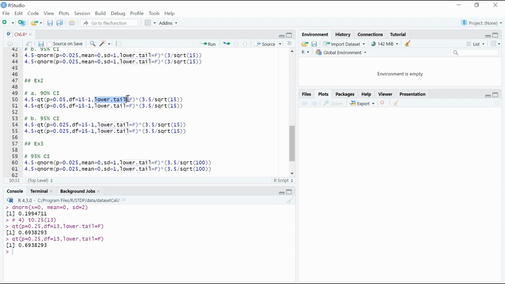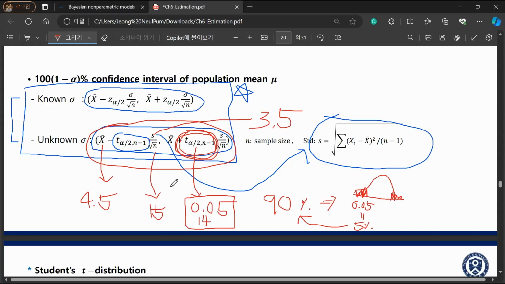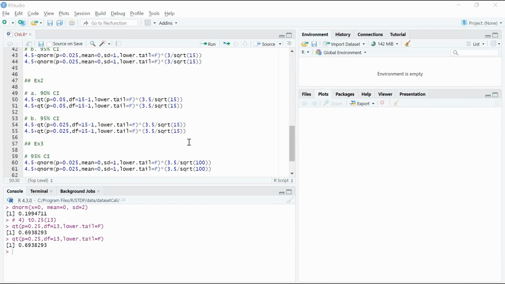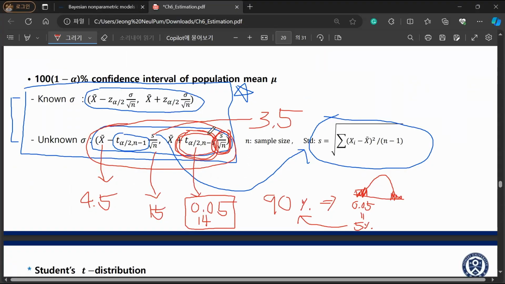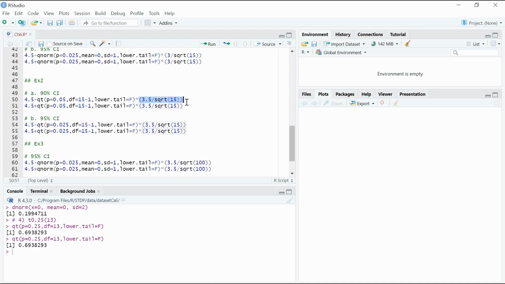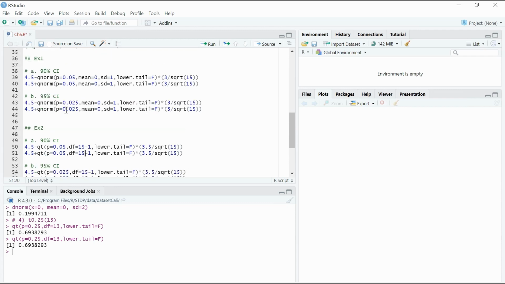And you also have to make sure that we are using the loyalty option as false, so that we can get the exact quantitative value of our targeted t distribution. And then s divided by square root of n is the same as this one. After multiplying these two, we subtract it from or add it to the sample mean, which is 4.5, to get the 90% confidence interval for our population mean, which is mu, which is easy.